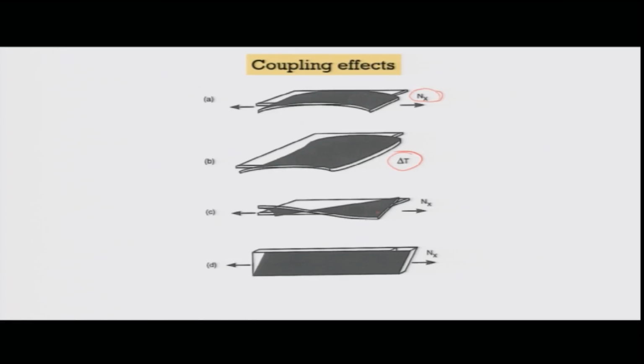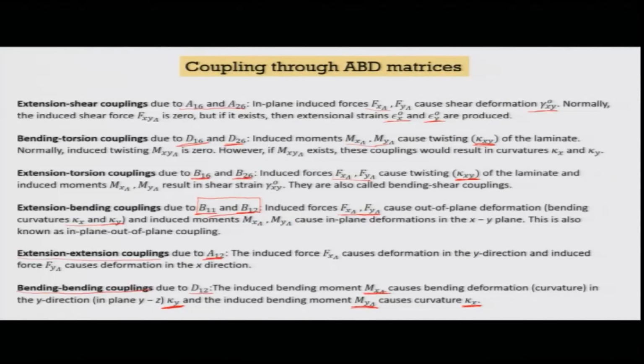Here it is very interesting: you are applying the stretching, but you are getting something which is twisting actually. So, you can see that there is a twisting happening in this system. So, this is a twisting and stretching coupling. If I go back again, which is giving me the coupling between extension and torsion? Well, due to B16 and B26 we can have it.